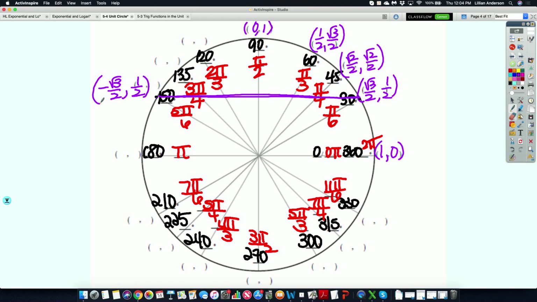45 and 135 lie on the same line. But you're in the second quadrant, so it's going to be what? Negative square root of 2 over 2, and a positive square root of 2 over 2. And then 120 is right across from 60. They're the same distance away from the x-axis, except 120 is going to be what? Negative 1/2, square root of 3 over 2. Beautiful. Okay? Following a similar pattern, can you guys do the third and the fourth quadrant for me, please?